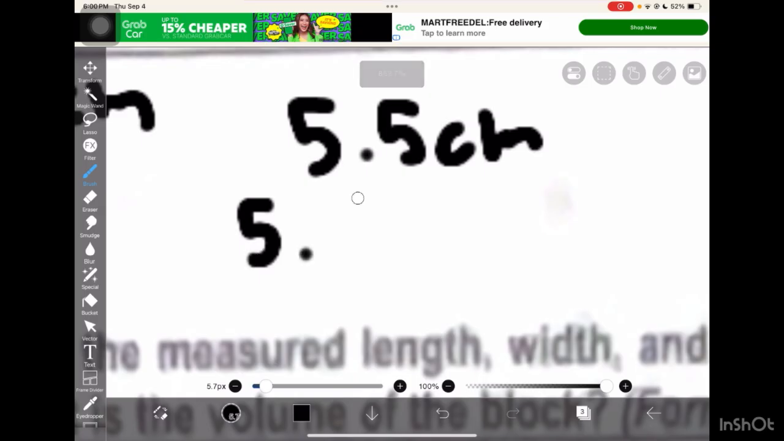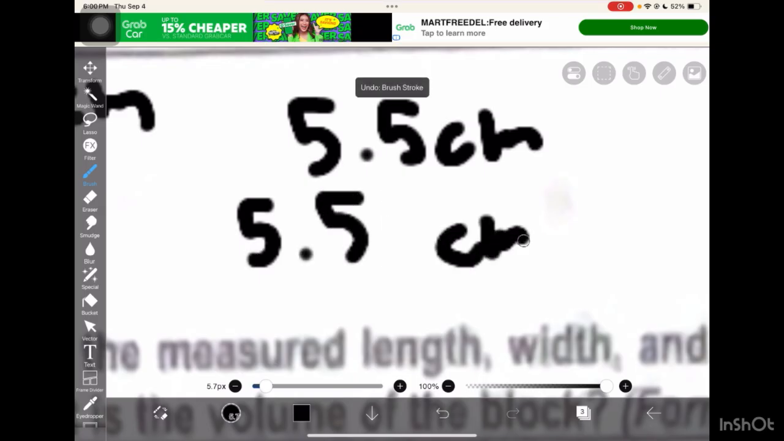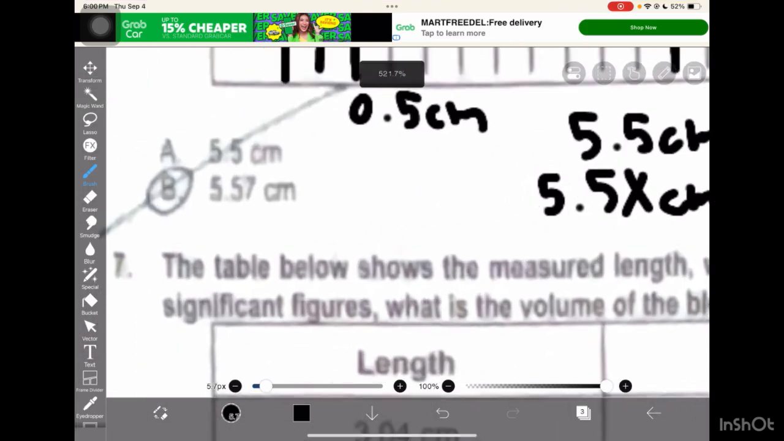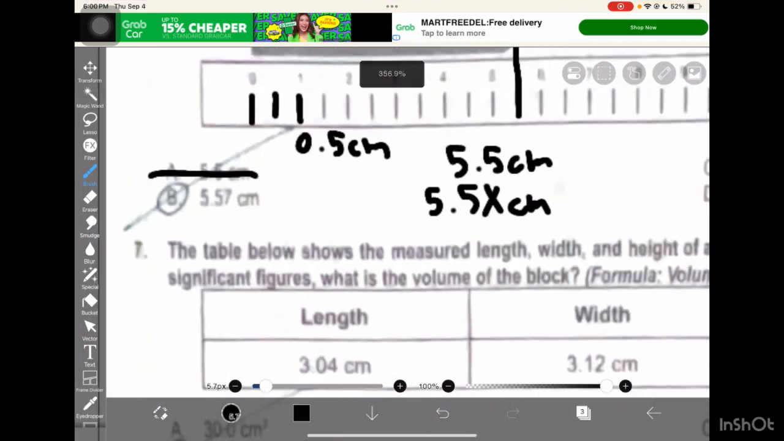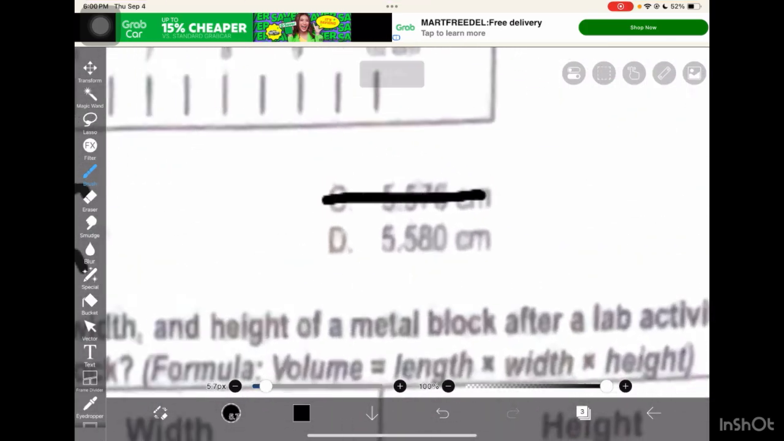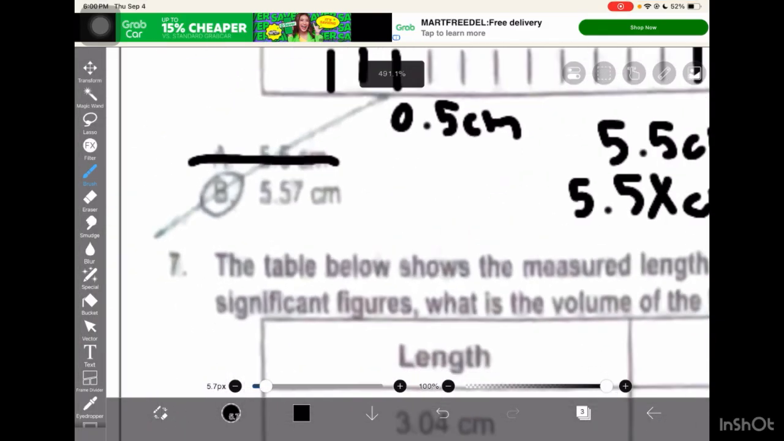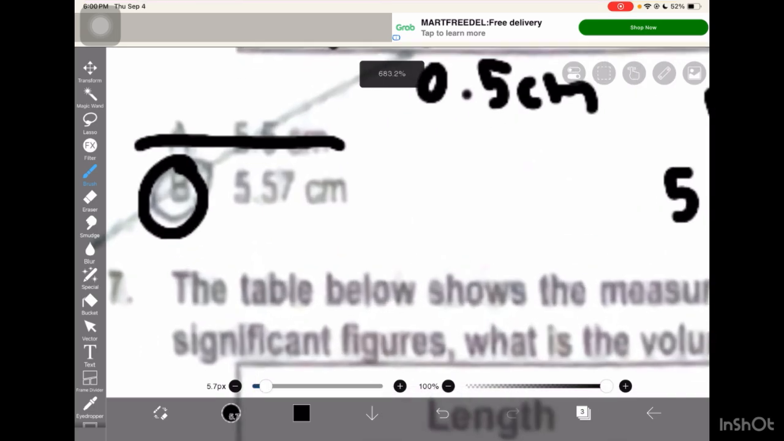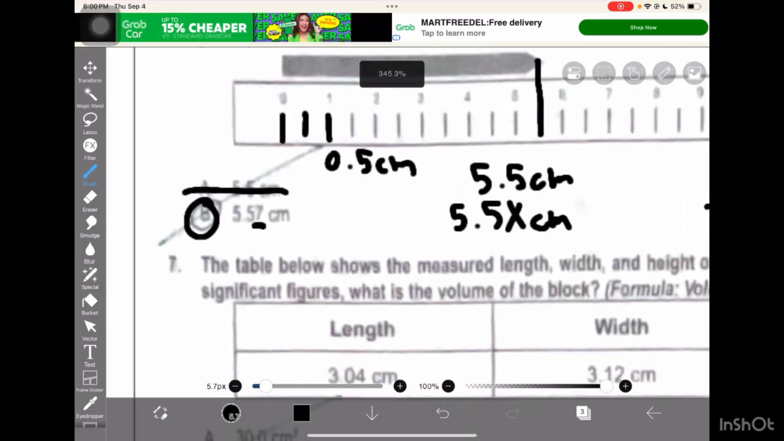And once again, don't forget to add the estimation digit. So 5.5, 1, 2, 3 can be anything, as long as there's an extra digit there. So therefore, this is wrong. This is wrong because it adds 2. And this is wrong because it also adds 2. So therefore, the correct answer is 5.57 because it adds only one estimation digit.